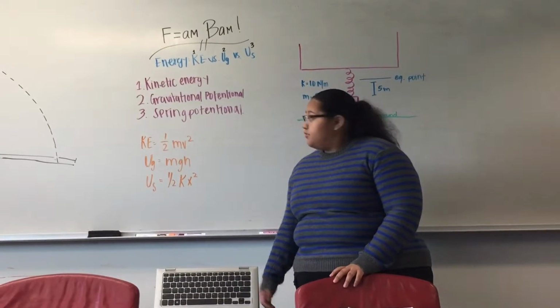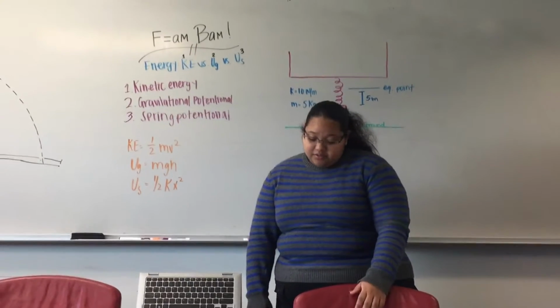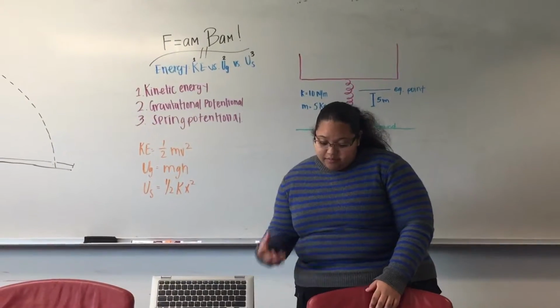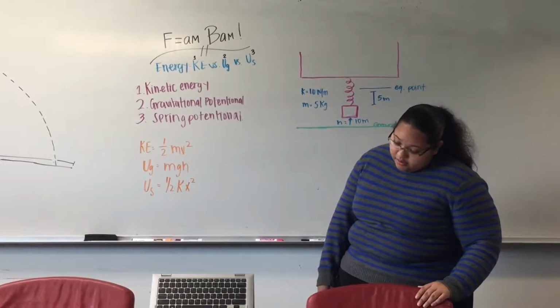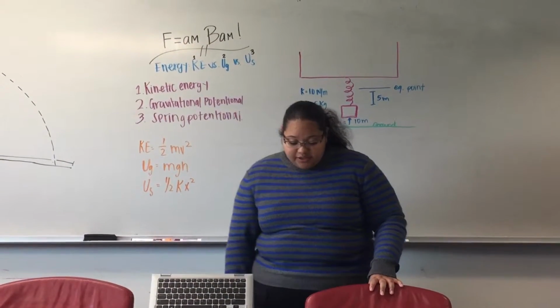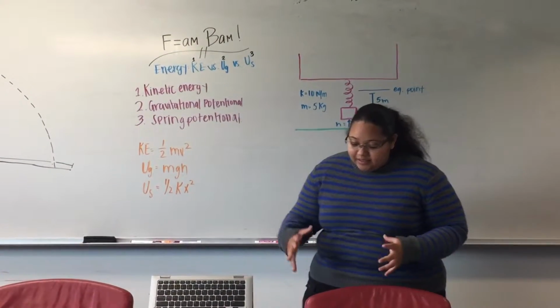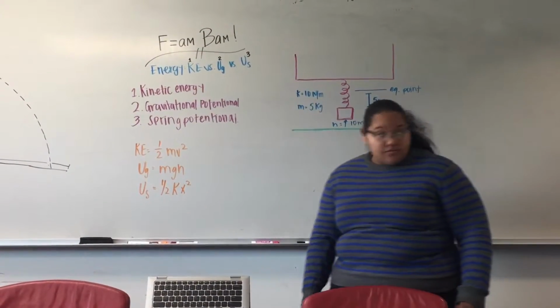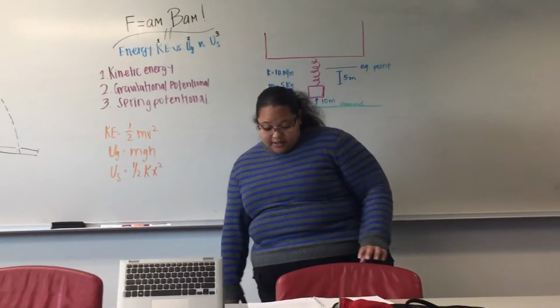The gravitational potential energy is energy stored in an object as a result of gravity pulling on the object towards the center of the earth. And spring potential energy, otherwise known as elastic, is energy stored in an elastic material as a result of its stretching or compressing.